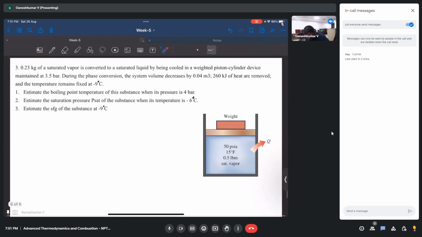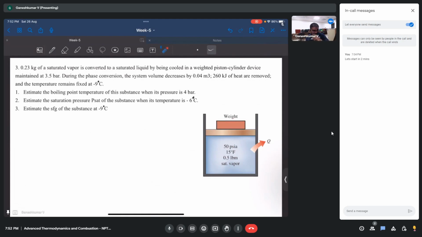The question says 0.23 kg of saturated vapor is converted to a saturated liquid by being cooled in a weighted piston cylinder device. So there is 0.23 kg of saturated vapor present initially, and all this saturated vapor is getting converted into saturated liquid. And how is it done? By placing a weight above it.